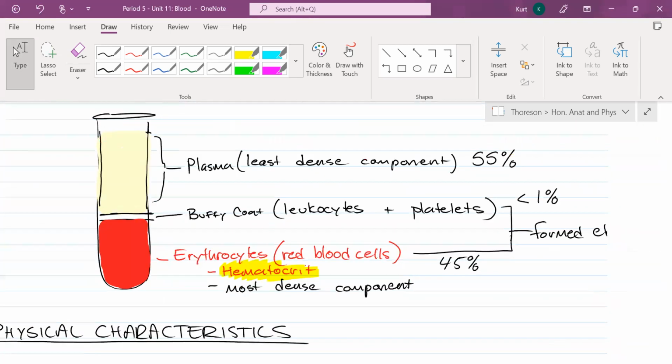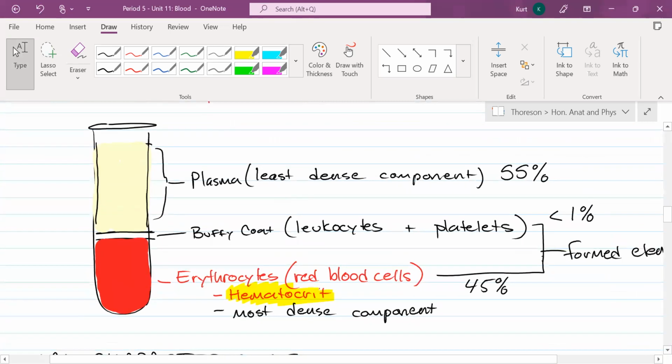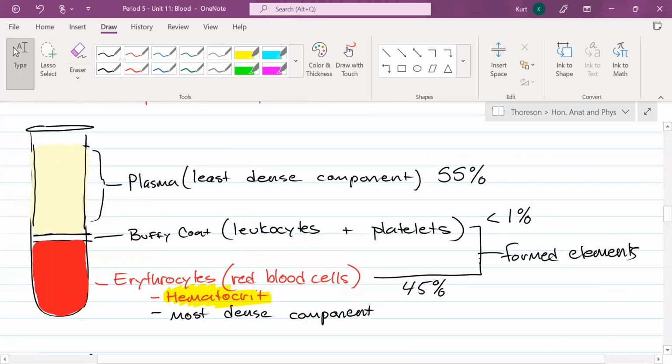Now, finally, if you were to put a vial of your blood in a centrifuge and spin it, have it go through a cycle, you would generally see it represented like this. Plasma would be on top. It is the least dense component, and if you recall from elementary school math or science, less dense substances tend to be more towards the top. And as I said a moment ago, plasma is the majority of your blood. It's around 55% of all of your blood.